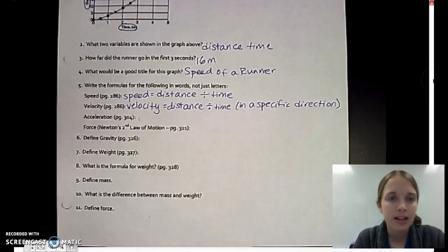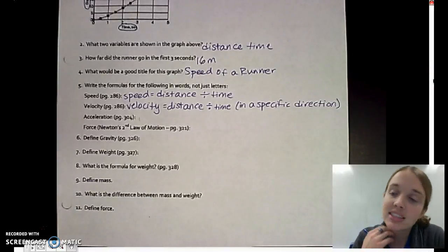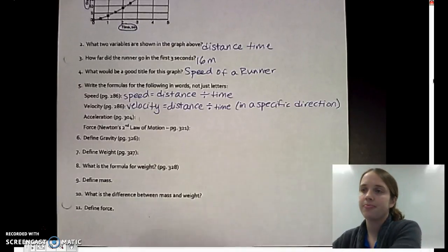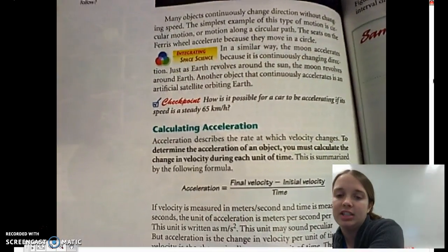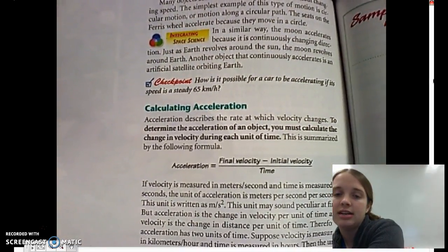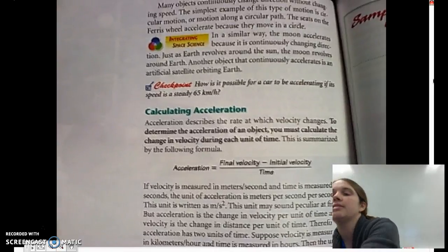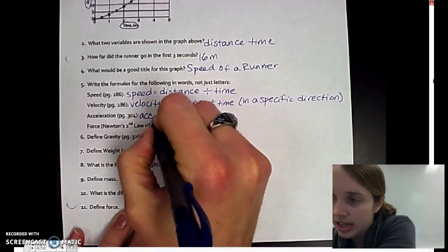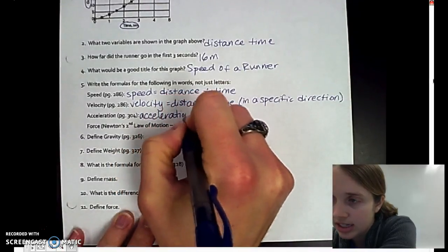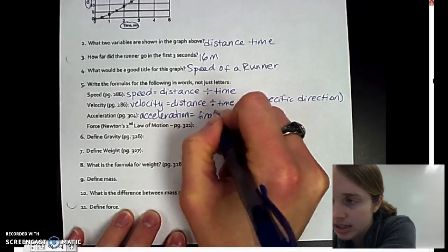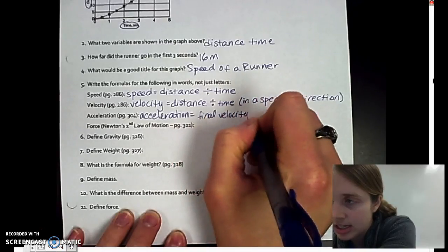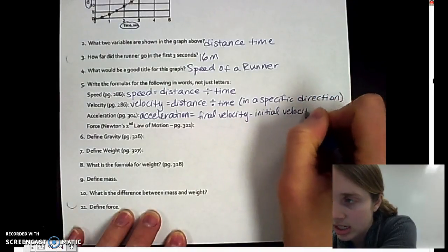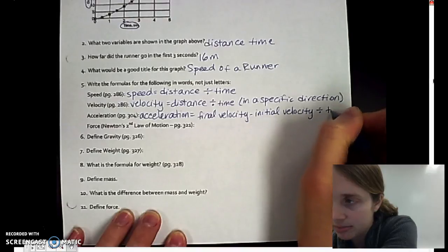Alright, one. Back in business. Alright, acceleration. Here we go. Got acceleration on page 304. So we flip to page 304 and we find acceleration equals final velocity minus initial velocity divided by time.